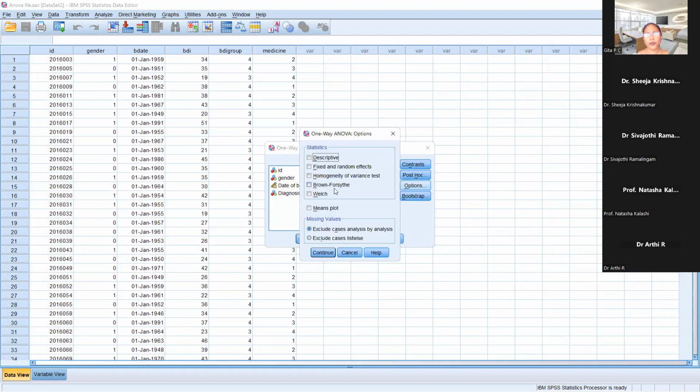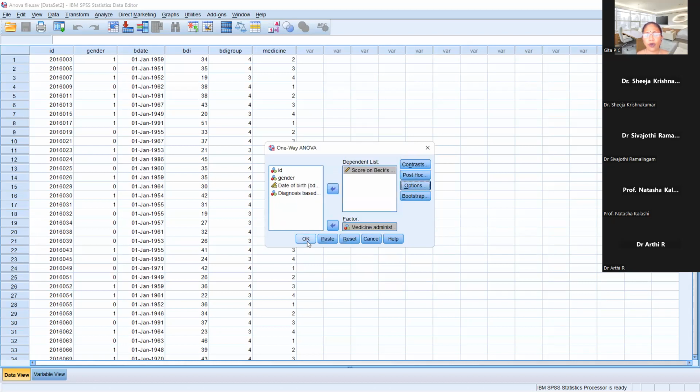Then going to options, we want descriptive. Then we want homogeneity of variance test. Remember, one of our assumptions was homogeneity of variance between the groups. So to test that, this particular box has to be checked. So this is called the homogeneity of variance test. Click on continue, click on OK.